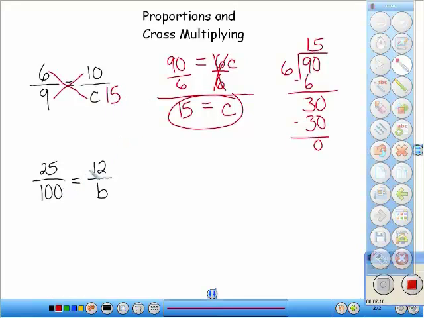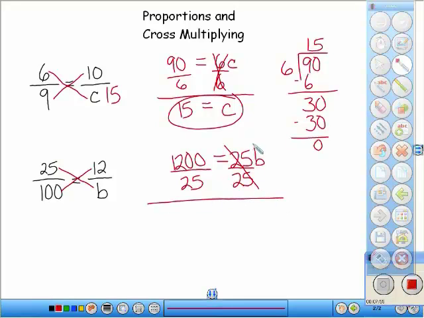And you could do the same thing here. Now this way it's kind of going backwards, but it's the same thing. 12 times what is 25? Well, unfortunately, nothing. I can't do it the faster, shorter way, so we're going to do cross products. 12 times 100 is 1200 equals 25 times b, which we write as 25b. Let's get rid of this times 25 by doing the opposite, dividing by 25. Whatever I do on the right, I got to do on the left to balance it out. This will cancel out those, which leaves me with b equals 1200 divided by 25.